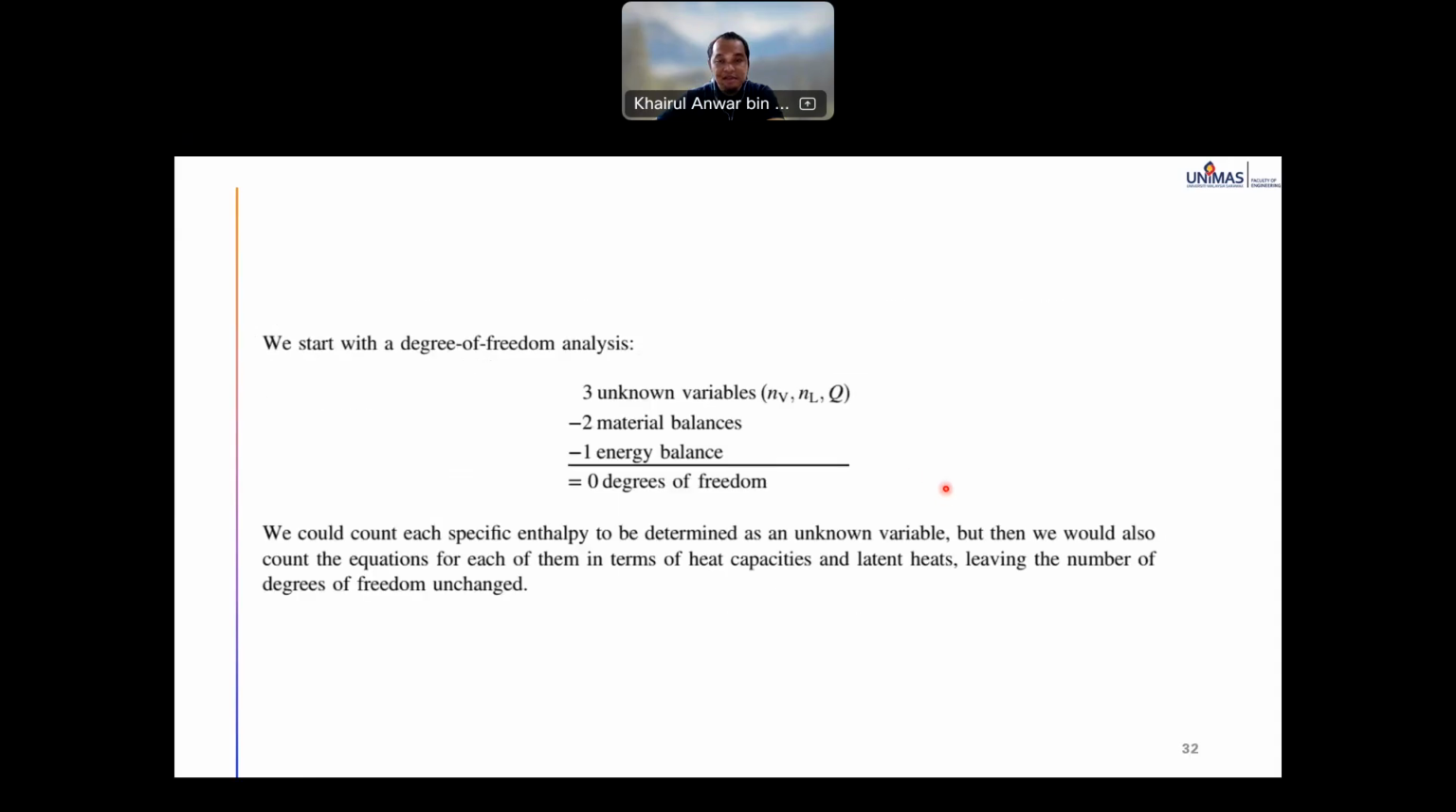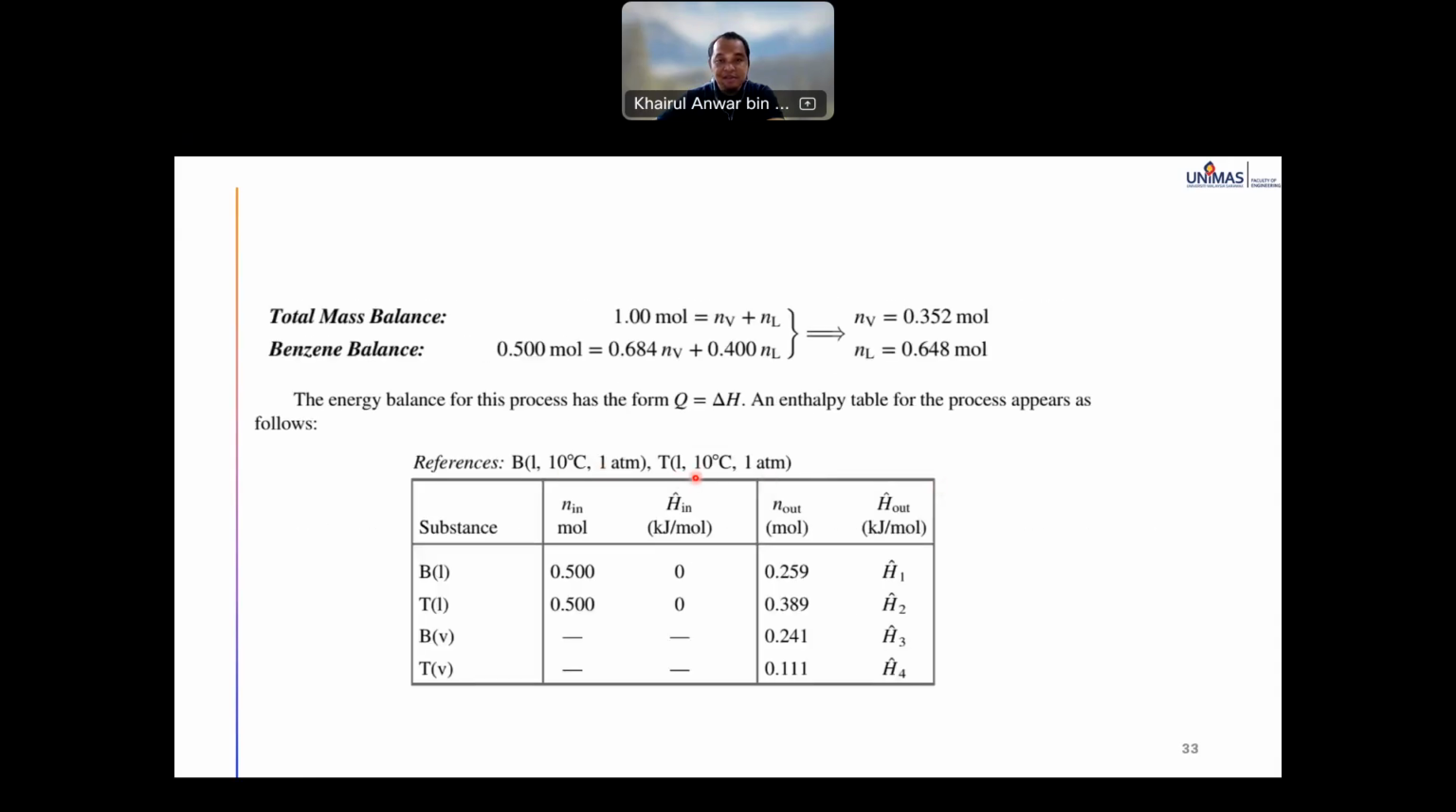10 degrees, okay, 10 degrees here, based on the feed. So at the reference point, no enthalpy here because it's the same temperature, so 0. But there's still the mole balance, this balance. So only calculate for H1, H2, H3.